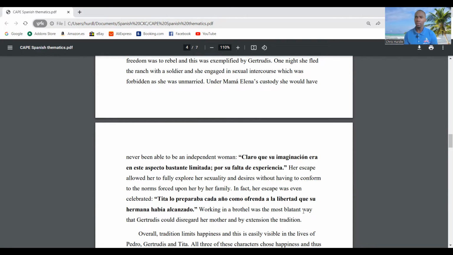So the first quote that I mentioned would have illustrated her lack of expression, right? The imprisonment that she would have faced under Mama Elena's custody. Well, the second quote would have also hinted at the fact that they were in bondage, if you will. But now that she's free, she can do what she wants to do, right? So she has attained freedom. So obviously, this tradition of being conservative would have limited her freedom, right?